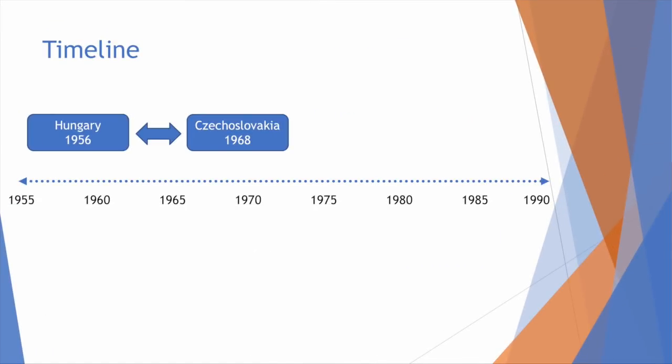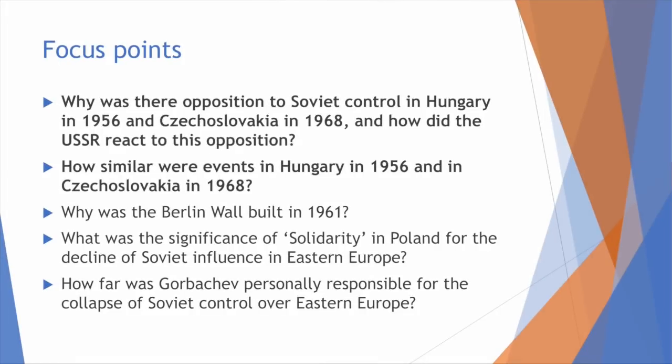For our focus points, number 1 and number 2, we are going to look at Hungary and the incidents that occur in 1956 and Czechoslovakia in 1968. These two incidents have a lot in common with each other, although the differences are also noteworthy, and we'll talk about that, of course. So here are the focus points, and as I mentioned, this video bundles together the first two because they go so well together. Hungary and Czechoslovakia, 1956, 1968, and looking at the similarities and the differences of these two.